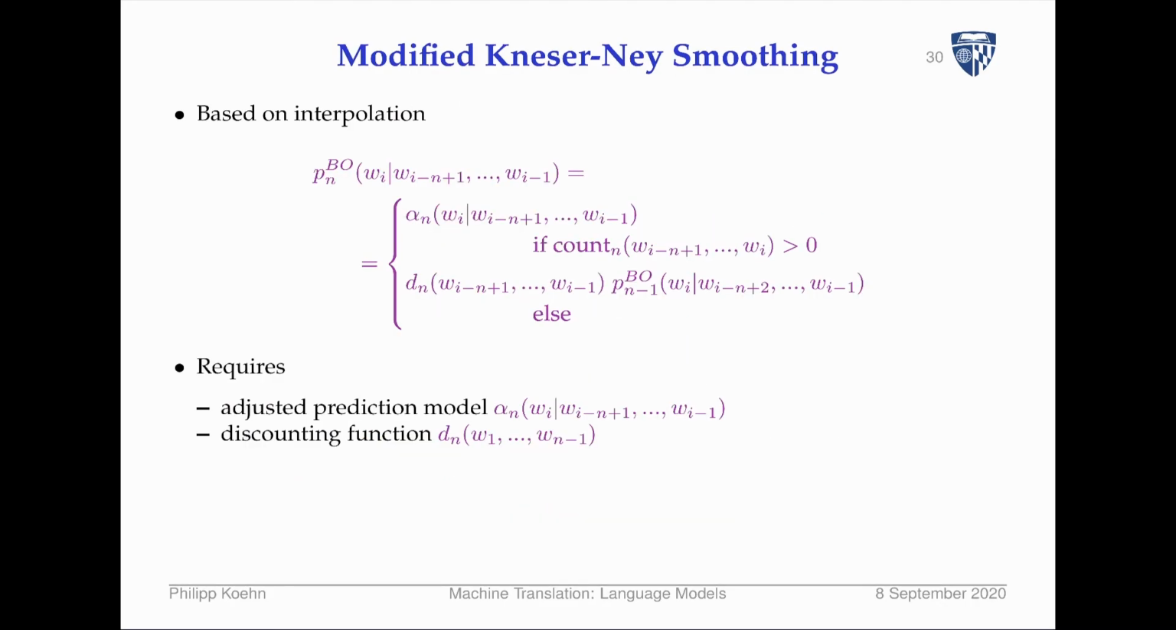There's a slight modification to that called modified Kneser-Ney smoothing that's based on the interpolation mechanism. So you have a back-off distribution, then you have the adjusted probability distribution where you reserve some probability mass for the back-off, and that's what you back off to. This is just the layout for interpolation. It requires this back-off distribution and it requires a discounting value.